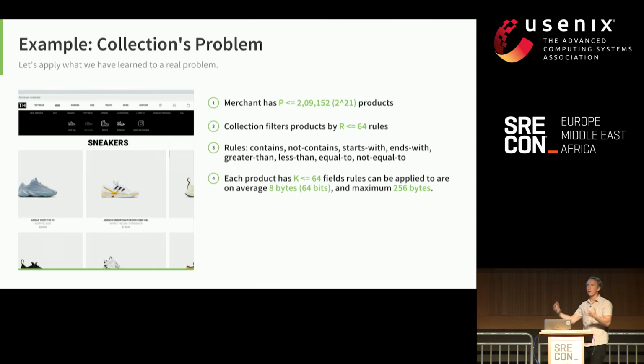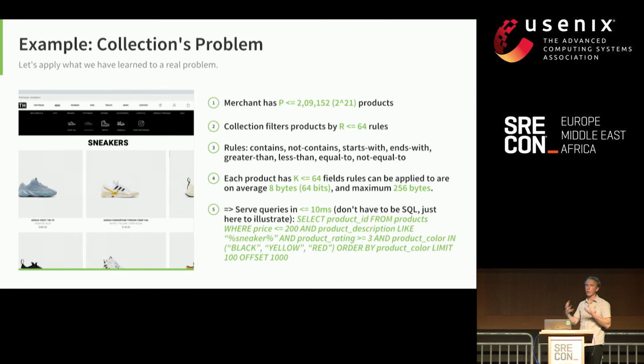Each product then has all of these fields attached to it, like what is the average rating, and what is A, and what is B. On average, these product rows are maybe gonna take up about half a kilobyte of information about that product. Then we want to serve queries that are nailing down the products that we want. So in this case, I'm just writing this out as SQL, because it's something that most people are familiar with. We want all the product IDs where the price is less than $200, the product description has sneaker in it, the product rating is more than 3, and the product color is either black, yellow, or red. We want to order that by the product color, and we want to get page 10.